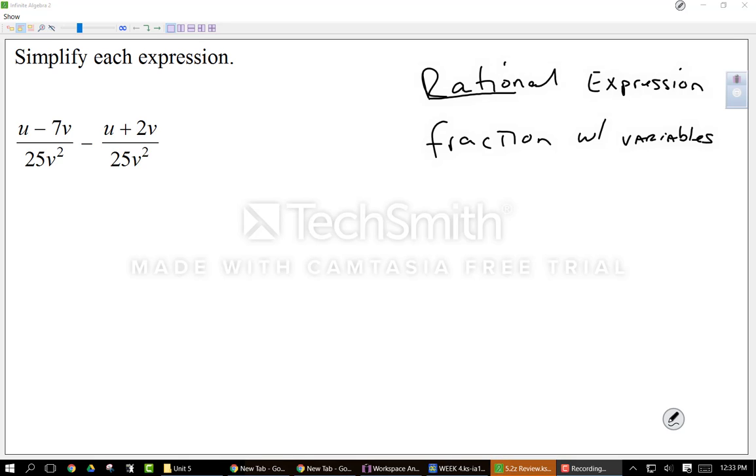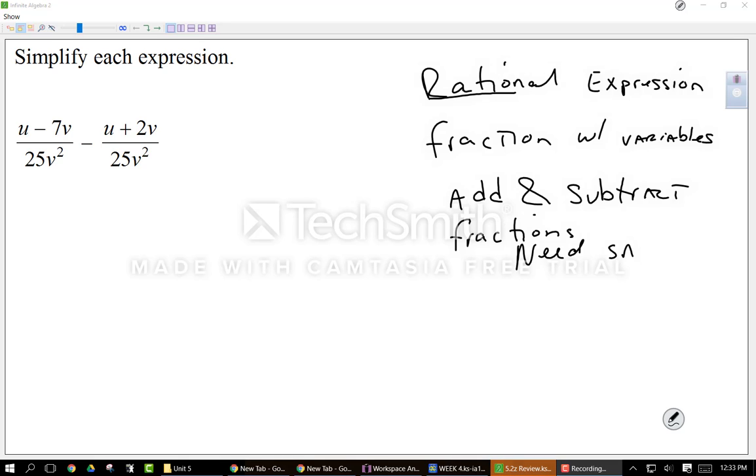So in this particular instance, I want to add and subtract rational expressions, or just fractions with variables, and I need to remember how to add and subtract fractions. When I add and subtract fractions, I need the same denominator. Needing the same denominator is really easy when you have, again, the same denominators. Remember, my denominator is the bottom number of my fraction. Because those are both the same, I can just add or subtract now.